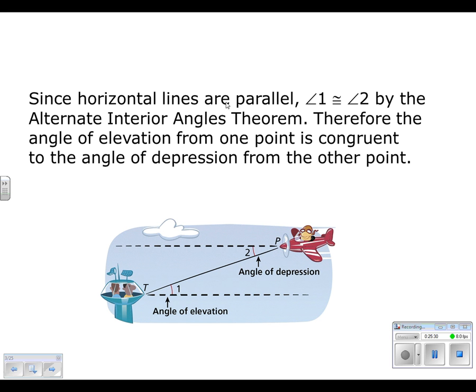Since horizontal lines are parallel, angle 1 is equivalent to angle 2, by the alternate interior angles theorem. Therefore, the angle of elevation from one point is congruent to the angle of depression from the other point, which means angle 1 must equal angle 2.